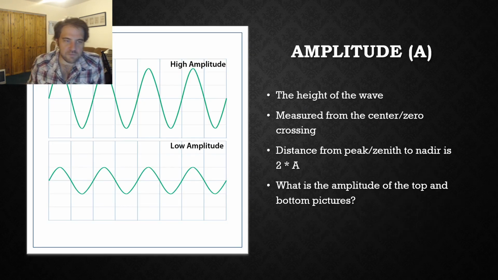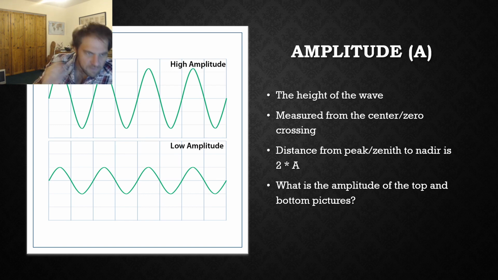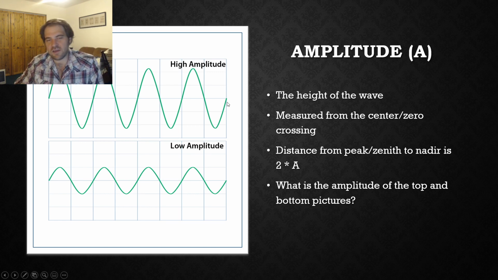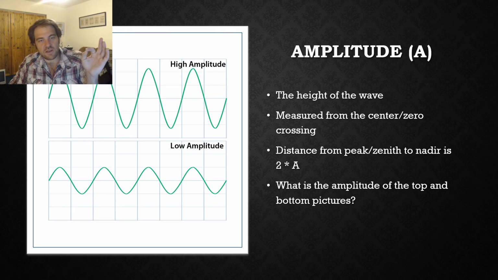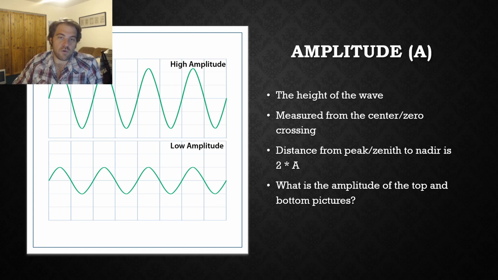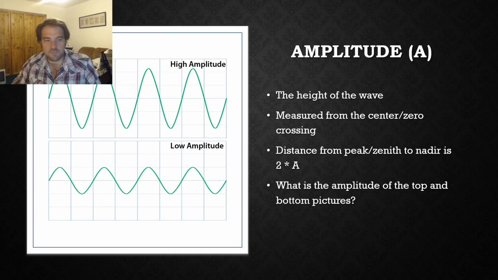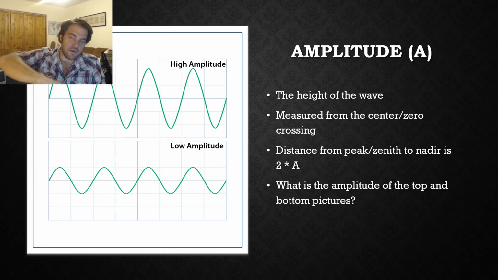Okay, so let's take a look at amplitude here. Like I said, it's the height of the wave, and it's measured from the 0 point. So on this high amplitude wave here, it's going to be measured from this 0 crossing right here. The reason for that is that's 0, right? From 0 it goes to positive numbers, and below is negative numbers. So we're going to have the same amplitude up and down. It's just going to be positive and negative.